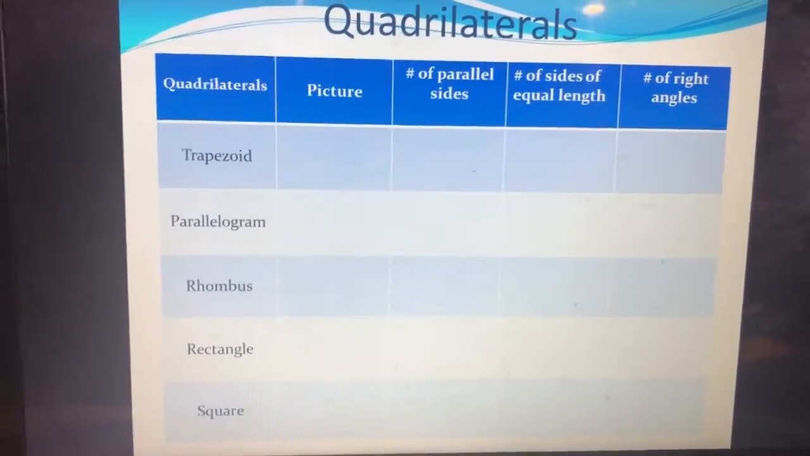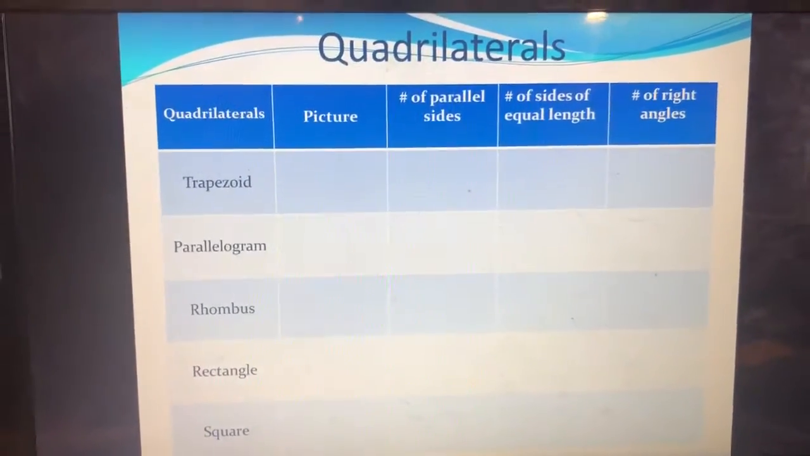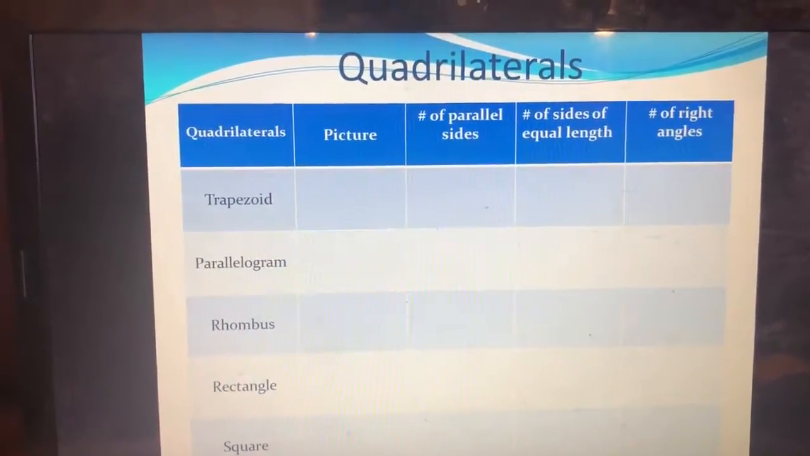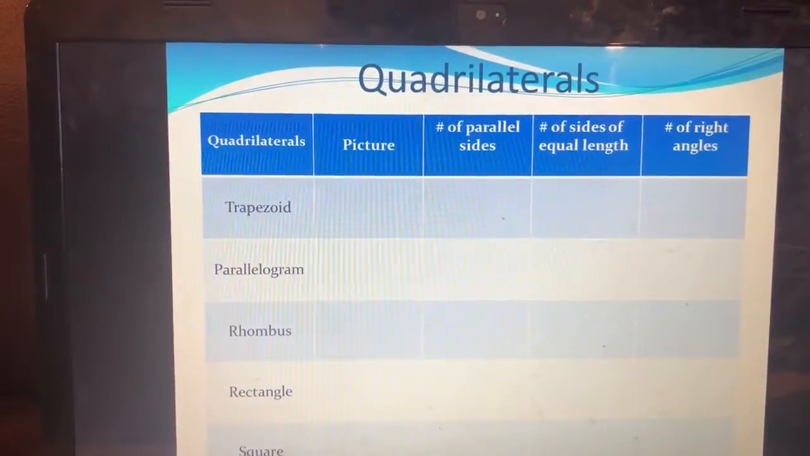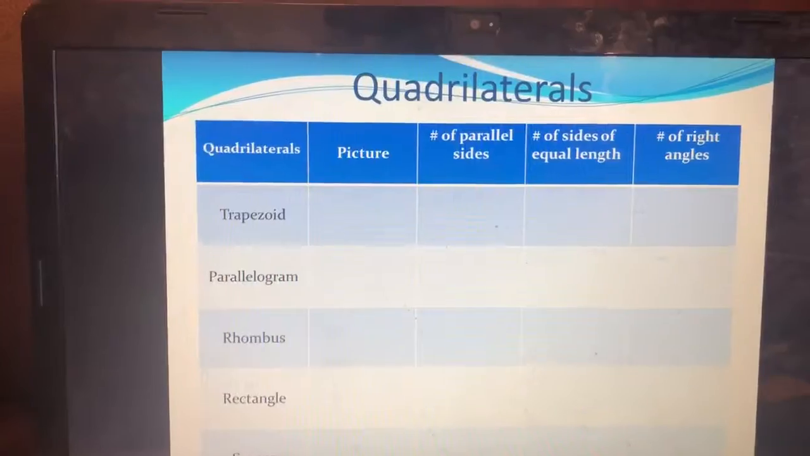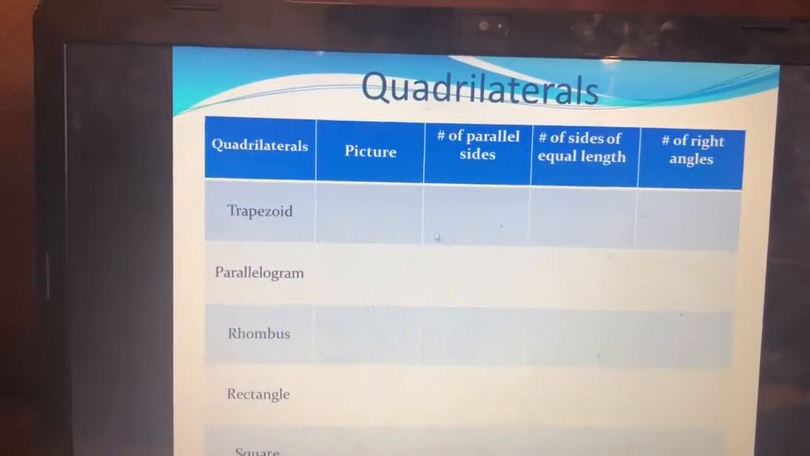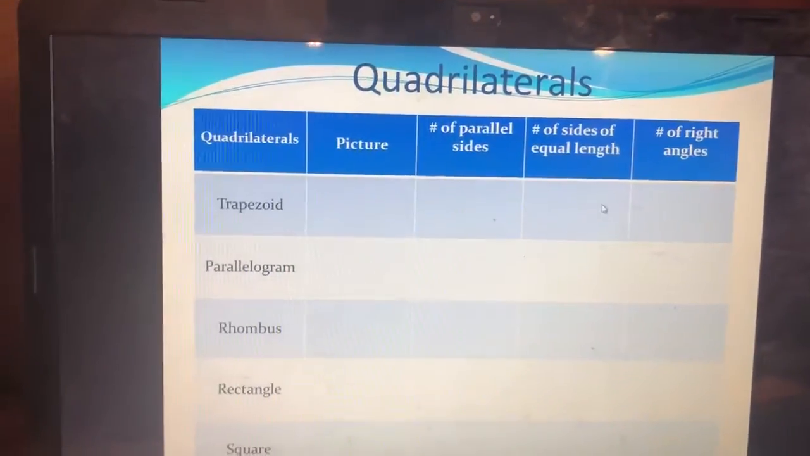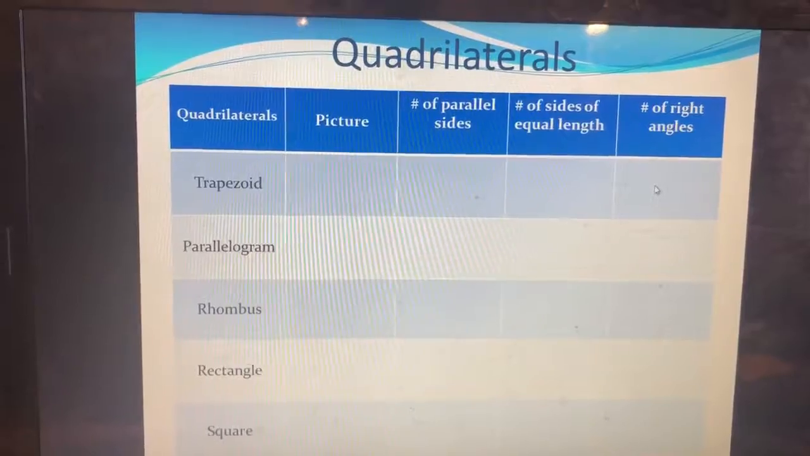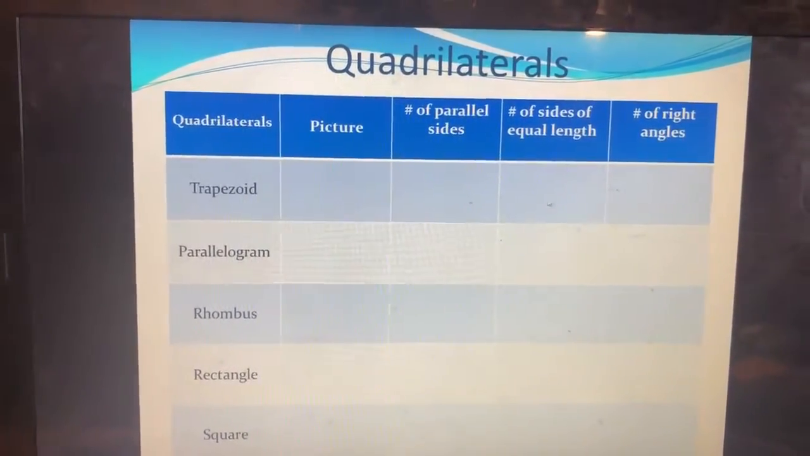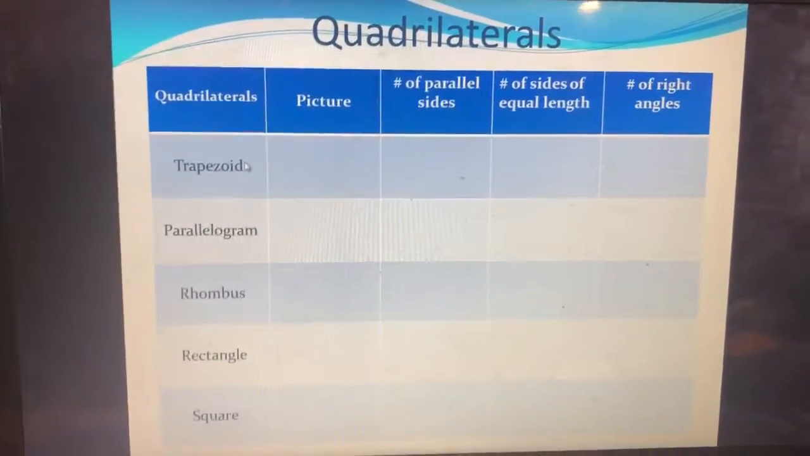So in your journal, you will see where we have already glued in this chart. And in today's lesson, we will be filling the chart out, talking about our quadrilaterals, and we will be drawing different pictures of the different quadrilaterals and talking about the parallel sides, the number of equal length sides, and the number of right angles for each shape that we have listed here. So let's go ahead and get started.